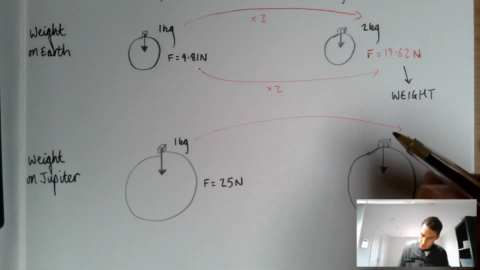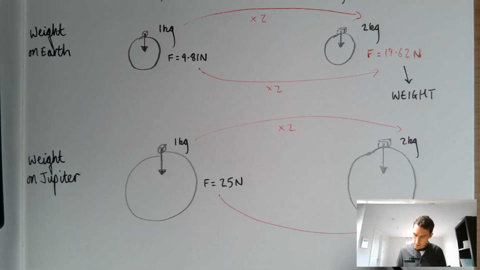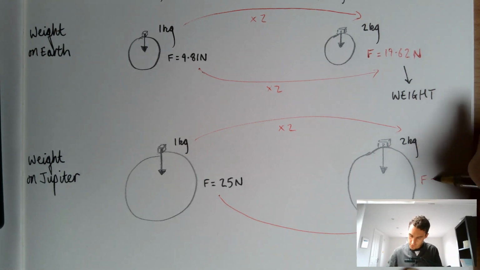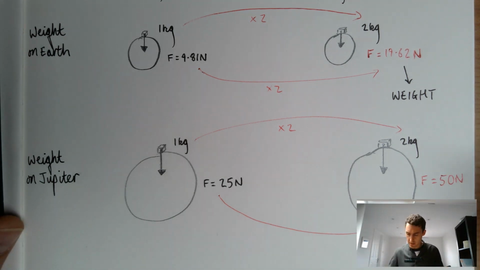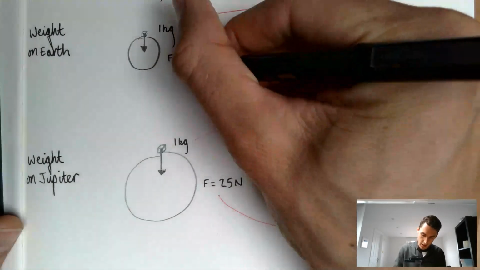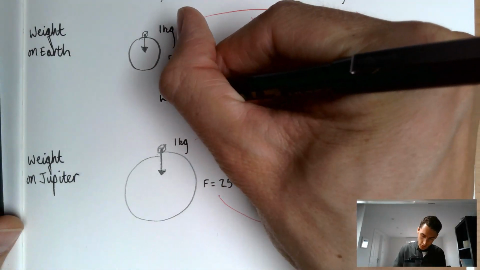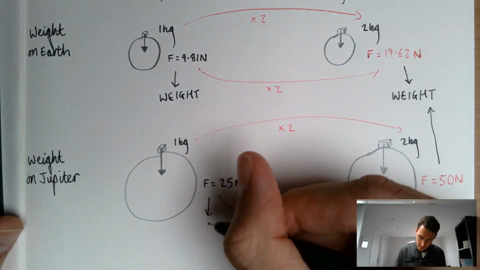Show, well look, I've doubled the mass again. So what am I going to have to do to the force? Well, the force must double as well. So that means my gravitational force here, or my weight, is going to be 50 newtons. Okay. And again, if you want, you could add another arrow here. This is the weight. You could add it here as well. This force, the gravitational force, is called the weight. Keep re-emphasizing that.